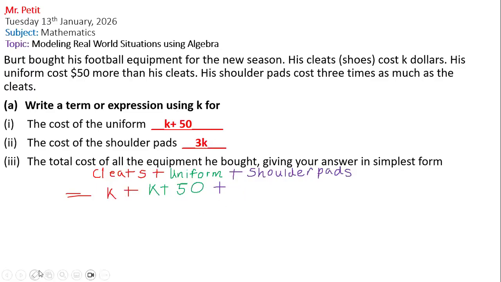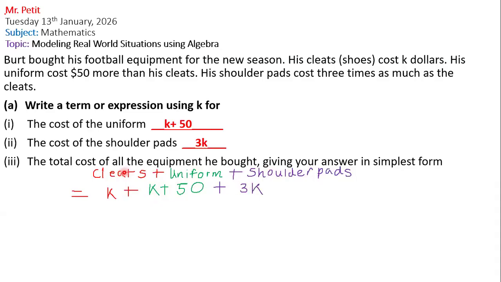So we have to add them all up. Whenever you add these up, you need to add like terms. Let's erase this so we can make it clearer and break it down. The cost of the cliques is K dollars. The cost of the uniform is K plus $50. The cost of the shoulder pads is 3K.